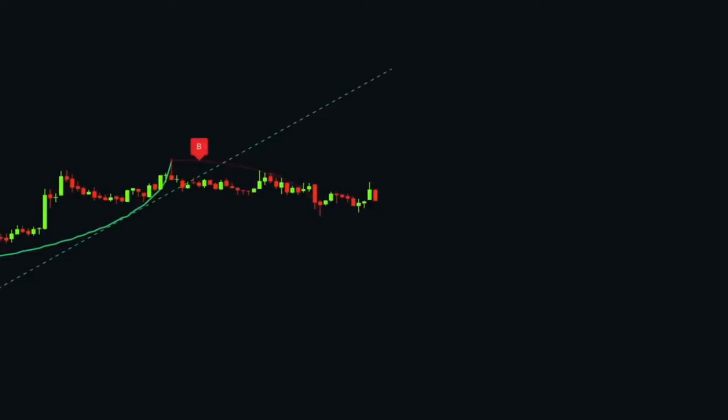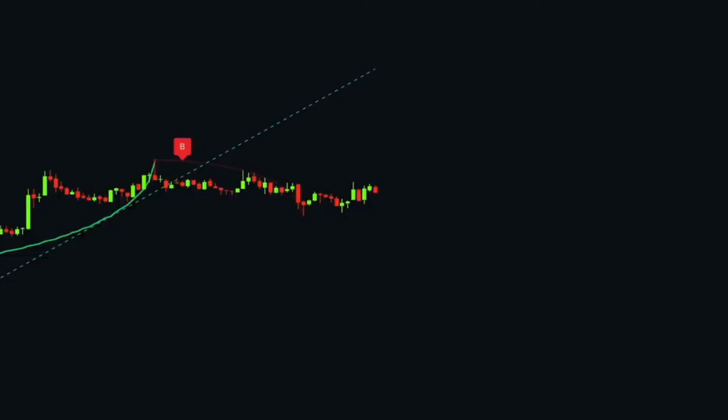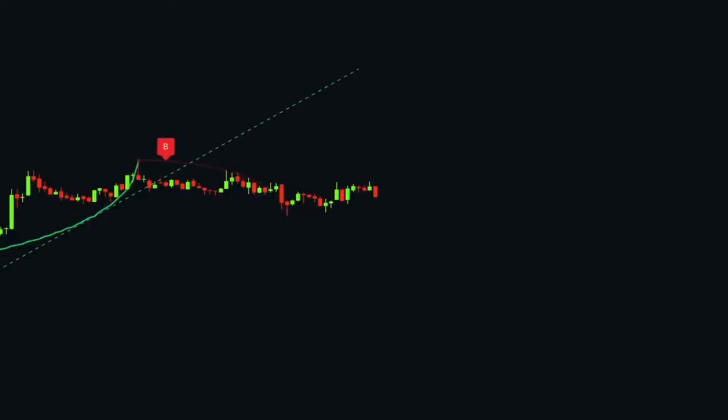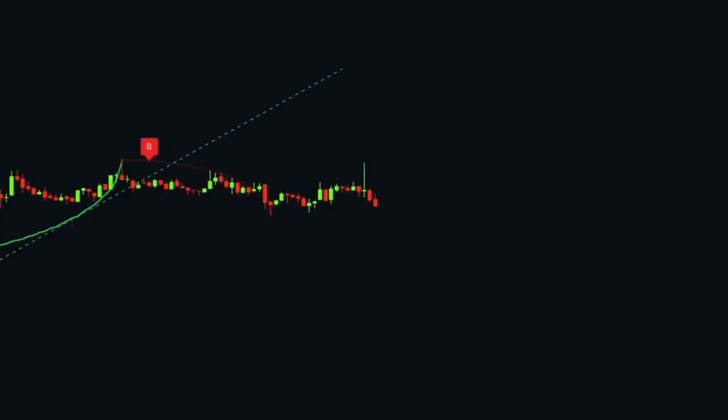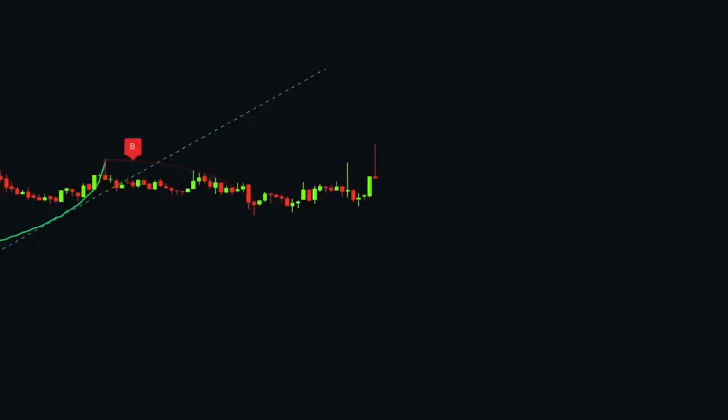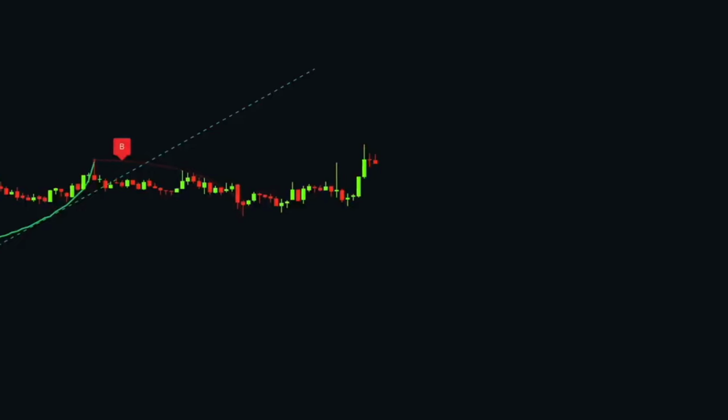Alternatively, you can plot this point as a horizontal line. This area works as support and resistance for the market, as well as the point where the balance and movement are found.